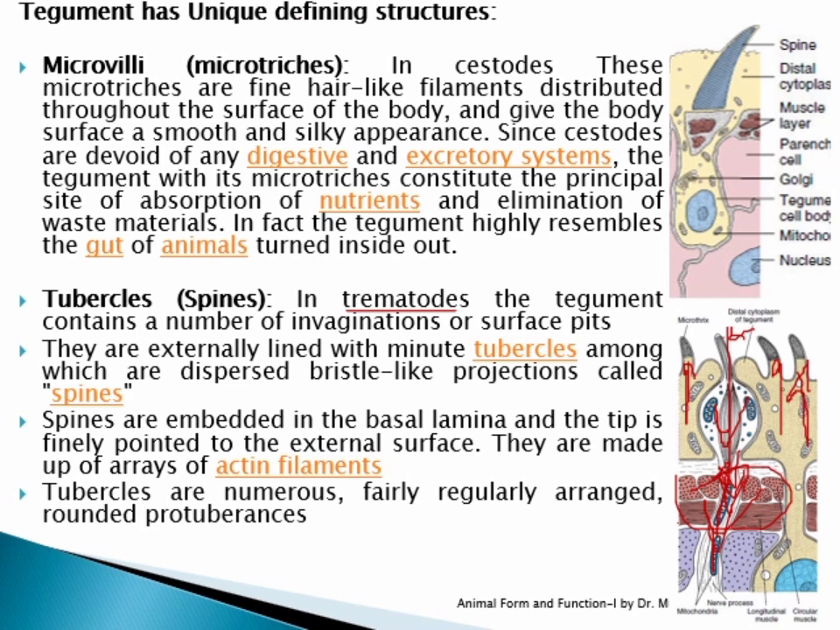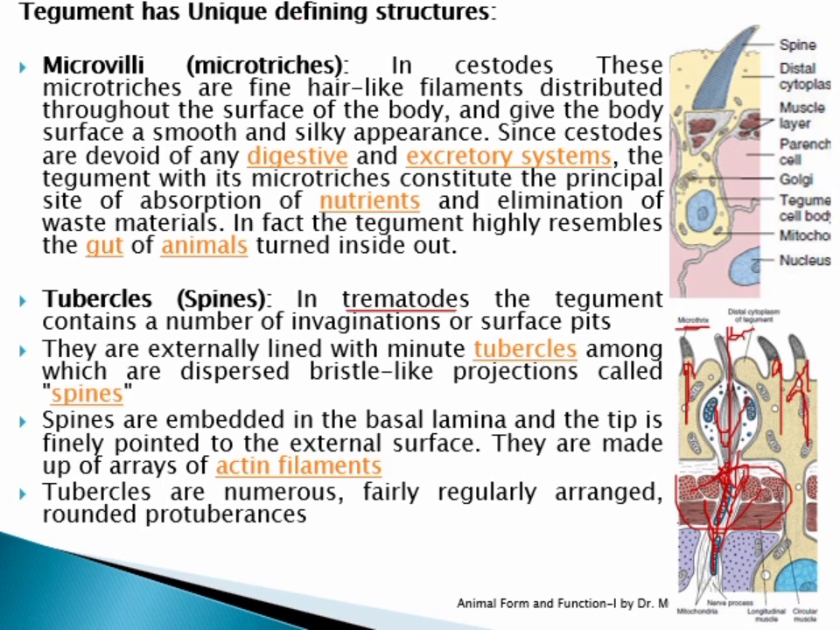So these two structures could be present on the tegumentation of the platyhelminthes: the microvilli, that are extensions, also called microtriches. Microtrix is the singular of microtriches, and we can see them here. And then there are pits. In these pits there are spine-like structures.